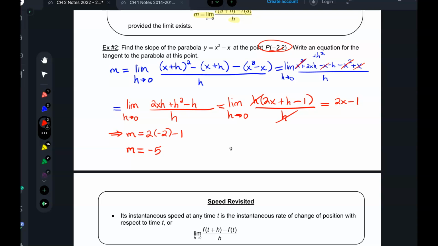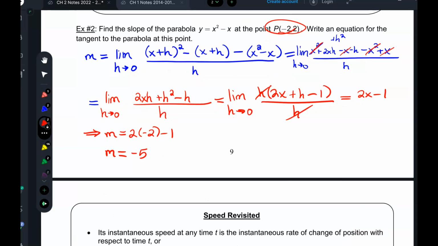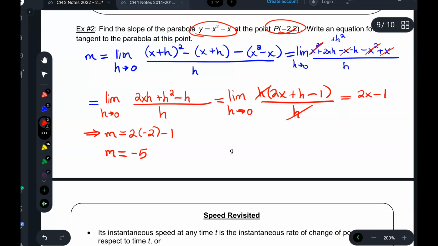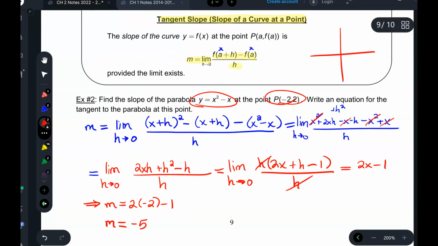Yeah, Molly. I'm still a bit confused on what, so I got this answer as negative 5. What is a tangent? Oh, that's what I was just talking about. So what does x squared minus x look like? Well, it's a parabola. Here, maybe I'll sketch it here. What are the zeros?